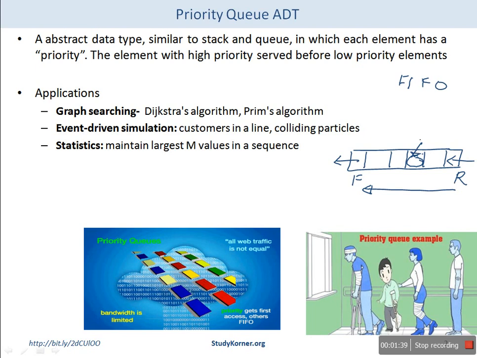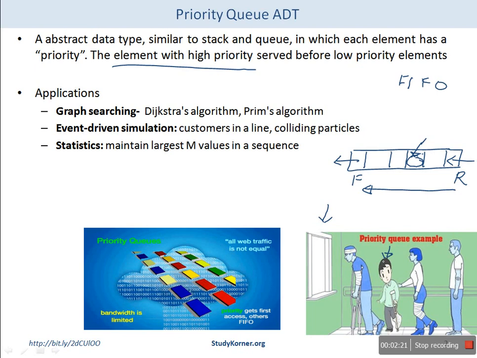So for this type of application in which some elements require high priority or need to be served first, we use the priority queue data structure. In this data structure, the element with high priority is served before the low priority elements. For example, in this picture, in a medical line, people with different injuries are shown. A kid with an injury will get the highest priority because it is a kid and it has some injury also.